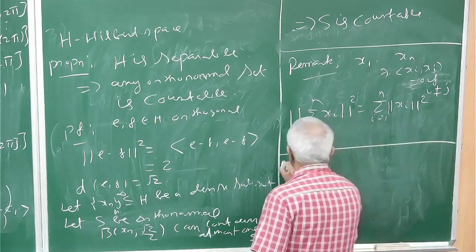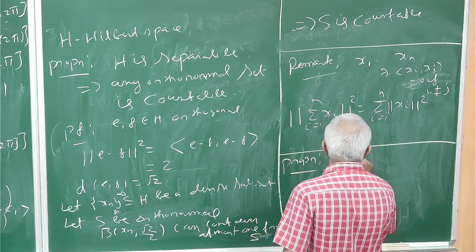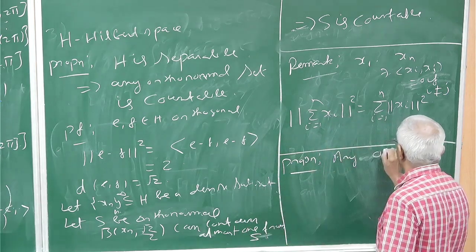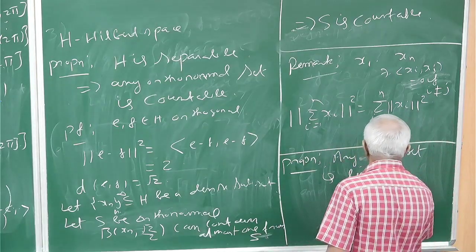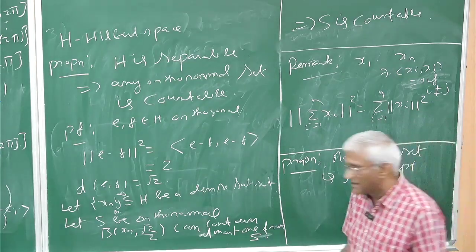So next proposition, a very easy proposition: any orthonormal set is linearly independent. Is that clear? Proof.